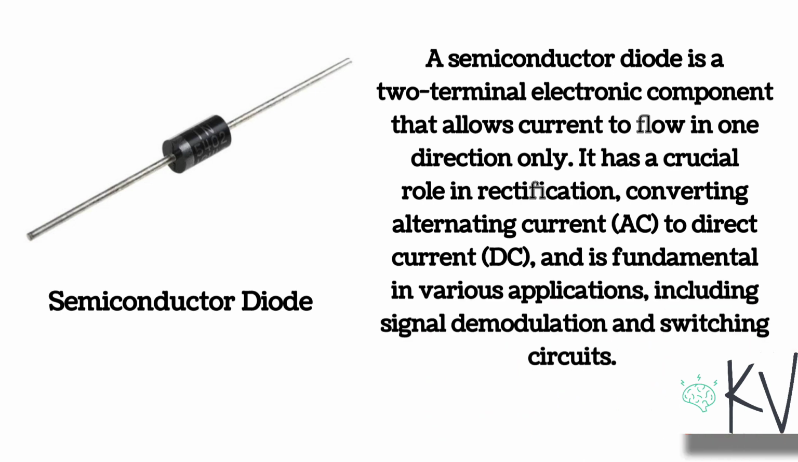A semiconductor diode is a two-terminal electronic component that allows current to flow in one direction only. It has a crucial role in rectification, converting alternating current, AC, to direct current, DC, and is fundamental in various applications, including signal demodulation and switching circuits.